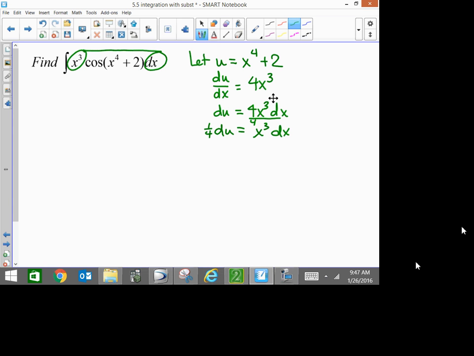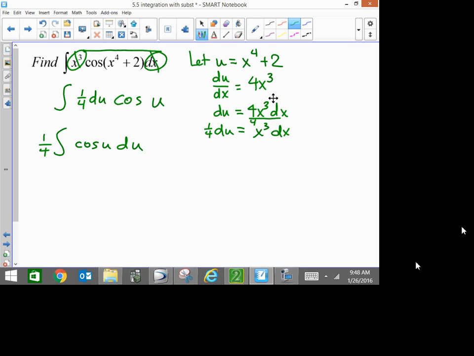Okay? I don't really want du over 4, that's just weird enough. So, what I've done so far is I've replaced x cubed and dx by 1/4 du, because they are the same. Okay, what's left? Hold up, Kate. What's left? Cosine of u. Okay, rearrange so it looks a little better. I'm going to put my constant out here. I'm going to put my cosine u here. du done. I can integrate that. Piece of cake, right?